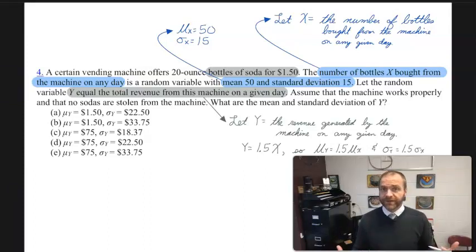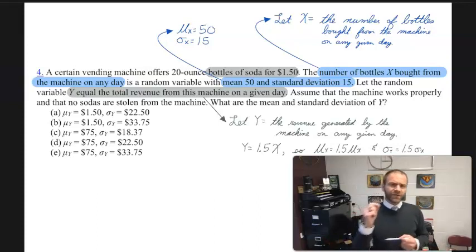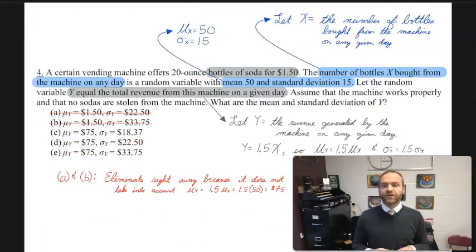So I'm dealing with transformations here, because I'm taking $1.50 for every single one of those being sold. So I'm multiplying by 1.5. So how do transformations work with multiplication for our means and standard deviations? I'm going to take 1.5 times mu of X. That's going to give me my mu of Y. And I'm going to take 1.5 times sigma of X, and that's going to give me my sigma of Y. So right away I know I'm multiplying my mean of 50 by 1.5, which means I can eliminate choices A and B right away. Those do not take into consideration the right mu of X. It's saying, hey, $1.50, but you have to realize it's 1.5 times mu of X, so 1.5 times 50.